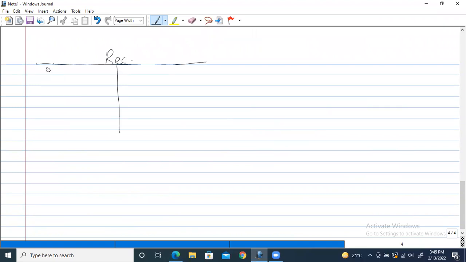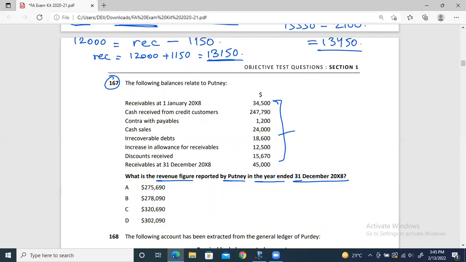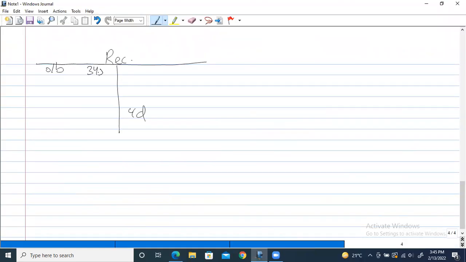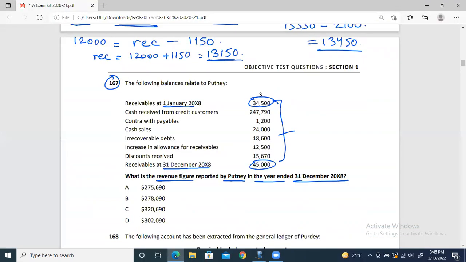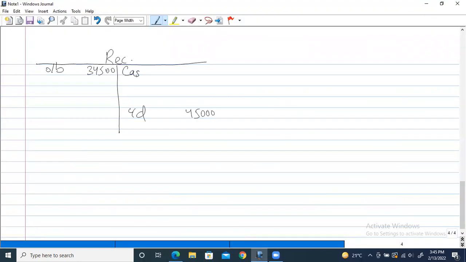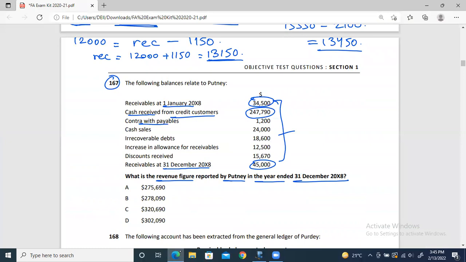So this is a receivable. Now let's write the opening and the closing. So opening, you can see this is the figure for the opening, 34,500, and this one is the figure for the closing, 45,000. All right. Now the next thing is cash received from credit customers. So 247,790. This is the cash received. It will be written on this side. And now contra with payables 1,200.